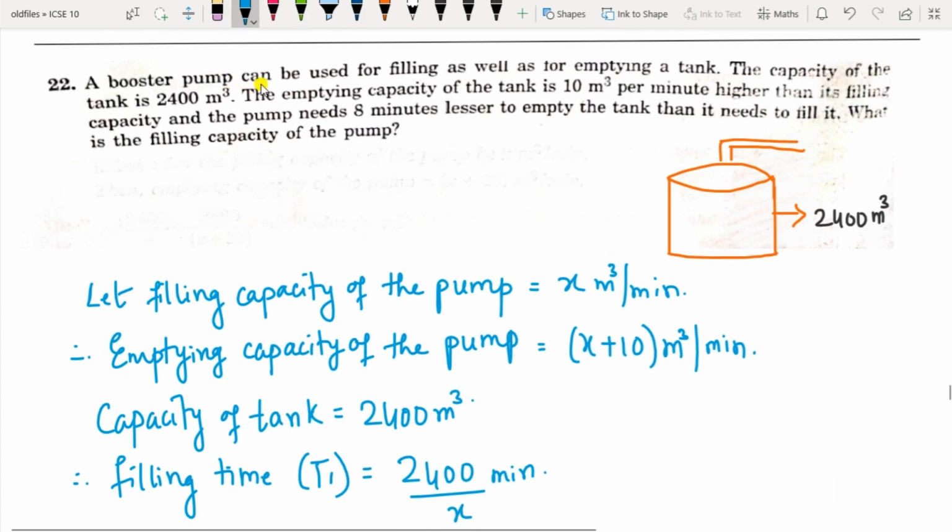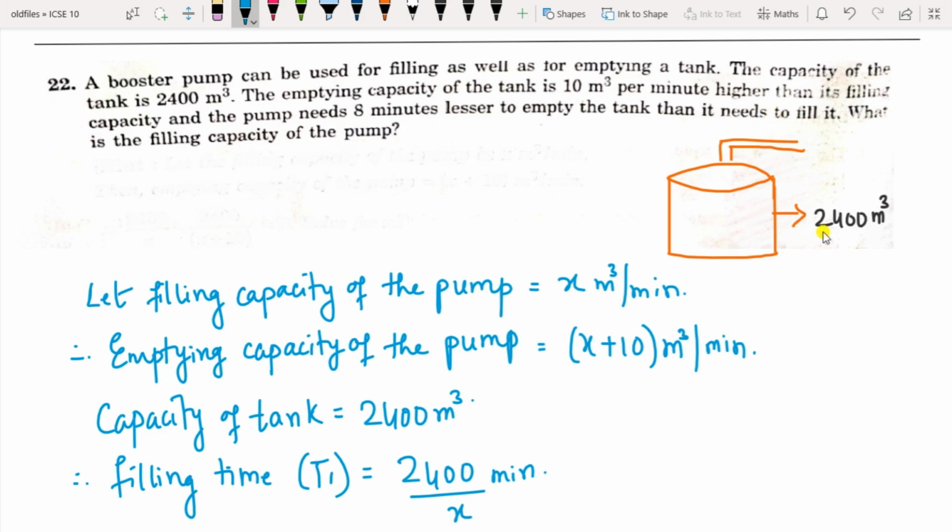A booster pump can be used for filling as well as for emptying a tank. The capacity of the tank is 2400 meter cube. The emptying capacity of the pump is 10 meter cube per minute higher than the filling capacity, and the pump needs 8 minutes less to empty the tank than it needs to fill it. What is the filling capacity of the pump?